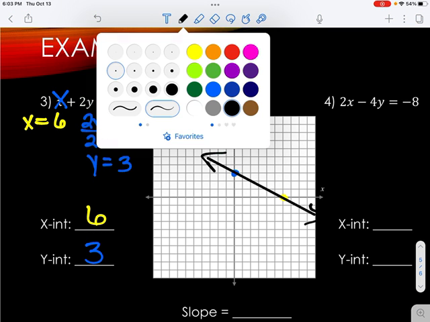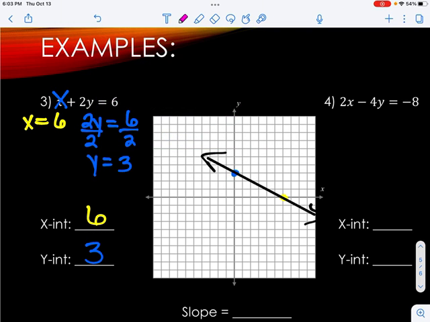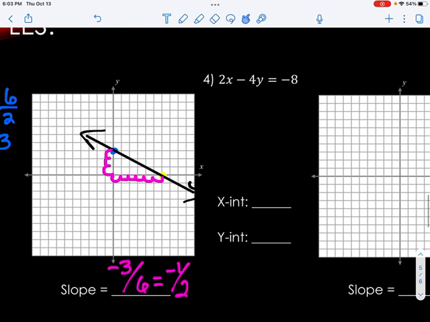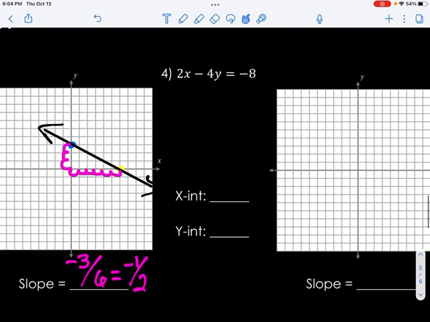Then if I were to ask you what is the slope, just to keep practicing it, I start at the leftmost dot. 1, 2, 3. I went down 3, and then I went 1, 2, 3, 4, 5, 6, which could simplify to negative 1/2. And that is how we would find the slope, the x-intercept, the y-intercept, and be able to graph it all fairly easily. Okay, let's try this last one then.